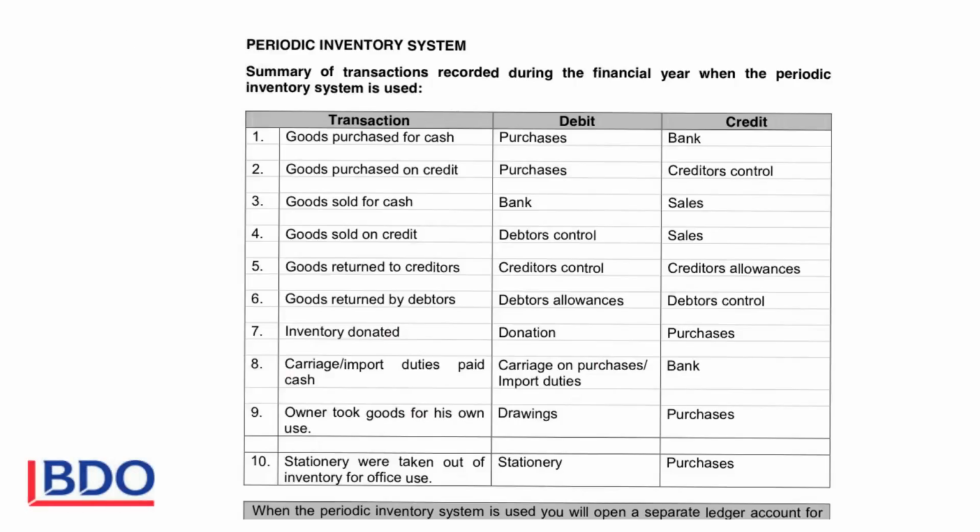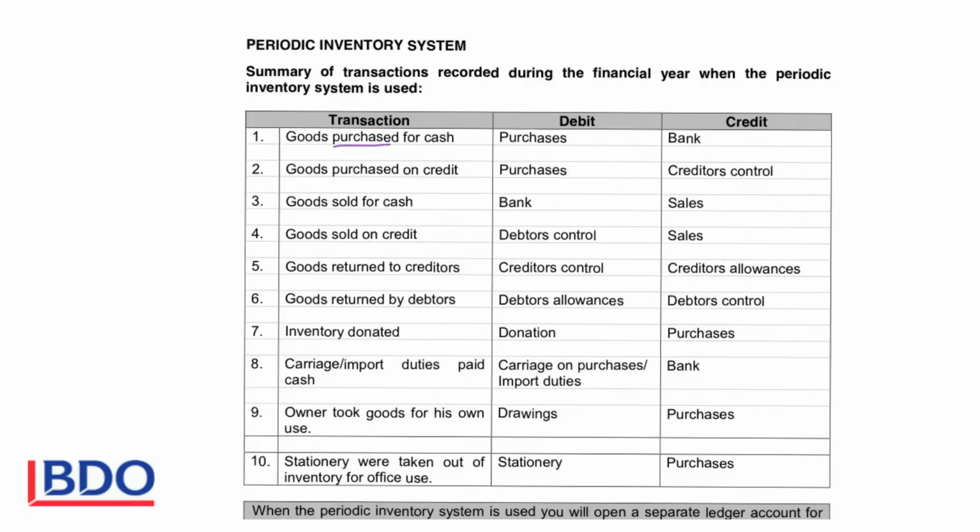Good morning. We will pay attention to the periodic inventory system today. We will pay attention to the various transactions that will be affected when you use the periodic inventory system. The first entry is when we buy goods for cash.